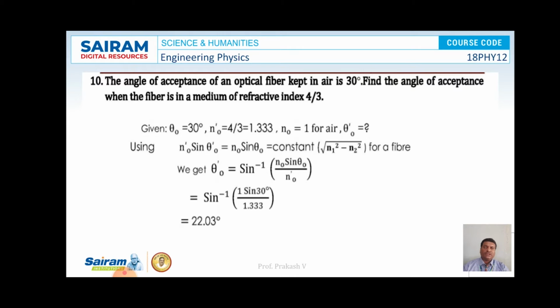So we know that n naught dash sin theta naught dash is equal to n0 sin theta naught. So we can write theta naught dash is equal to sin inverse of n0 sin theta naught by n0 dash. So substitute the values here: sin inverse of 1 into sin 30 degrees by 1.333. On simplification, the value of theta naught dash is equal to 22.03 degrees. So this is the solution for the given problem.